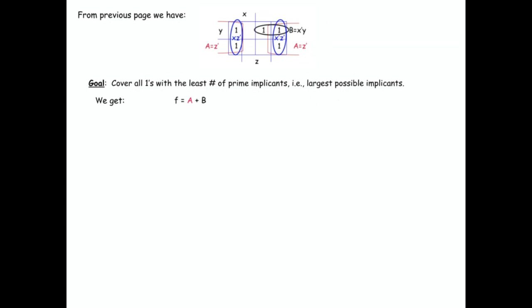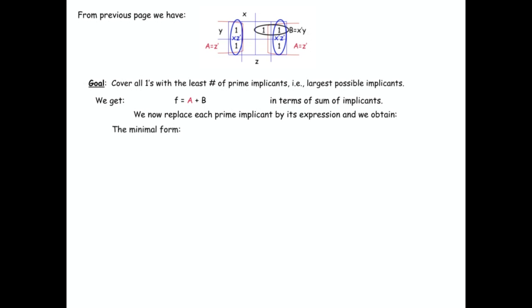So what we get from that is that this particular function f is a plus b in terms of sum of implicants. Or you can, of course, express it exactly as z prime plus x prime y. So we now replace each prime implicant by its expression, and that's what we obtain. That's the minimal form. Not the canonical form, still a standard form because it's still a sum of products, but this is the simplest possible form. We call it the minimal standard form.